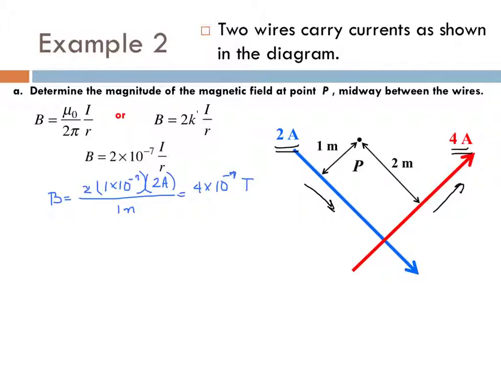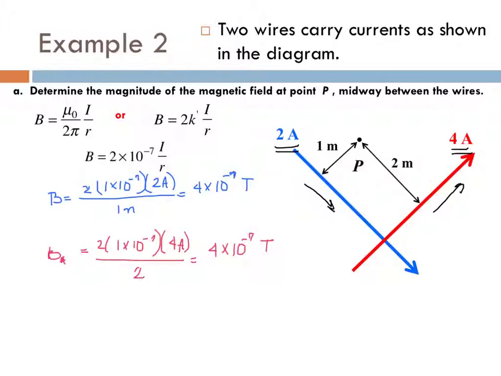For the red one, we want to solve for the magnetic field at point P. I'm going to say the magnetic field due to A. So again, that's 2 times 1 times 10 to the negative 7. Here our current is 4 amps, and our distance is 2 meters. So that is 4 times 10 to the negative 7. Also units of Teslas.